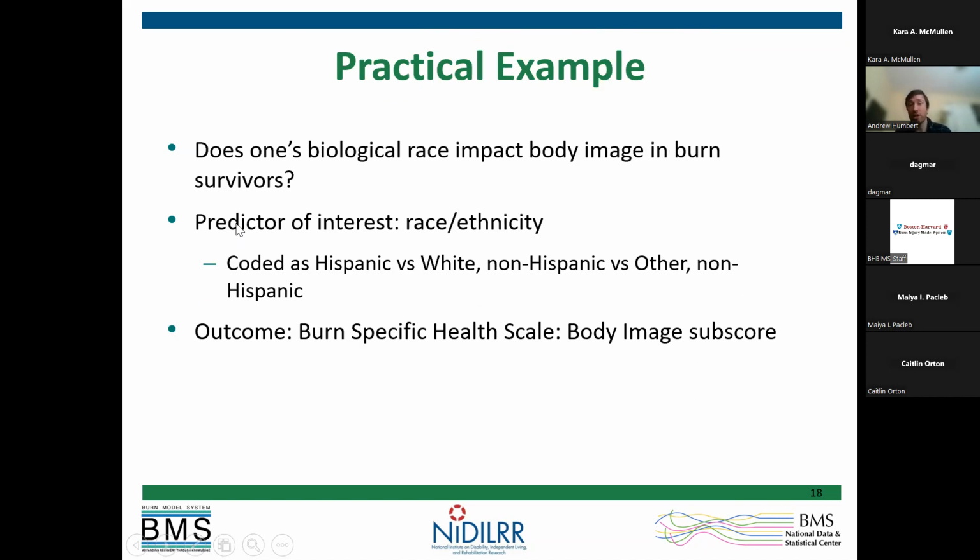So now I'm going to get into a practical example. And again, this is the area where I'm hoping to get at least a little discussion, because I think there could be very different thoughts, based on people's clinical experience, on some of these variables.